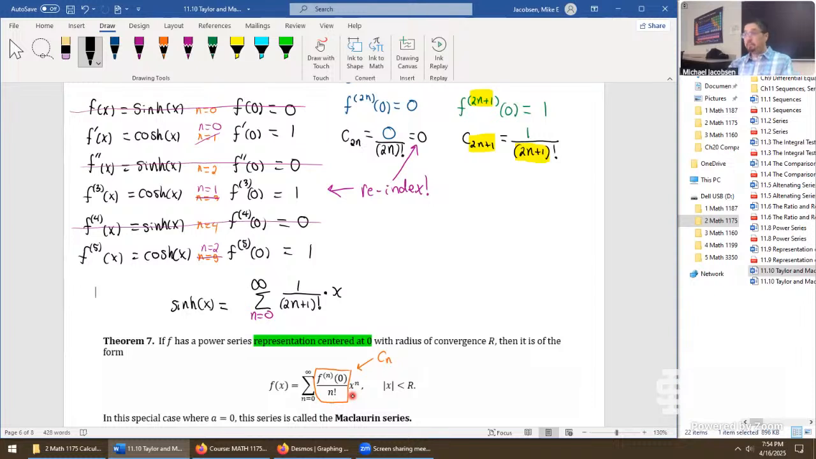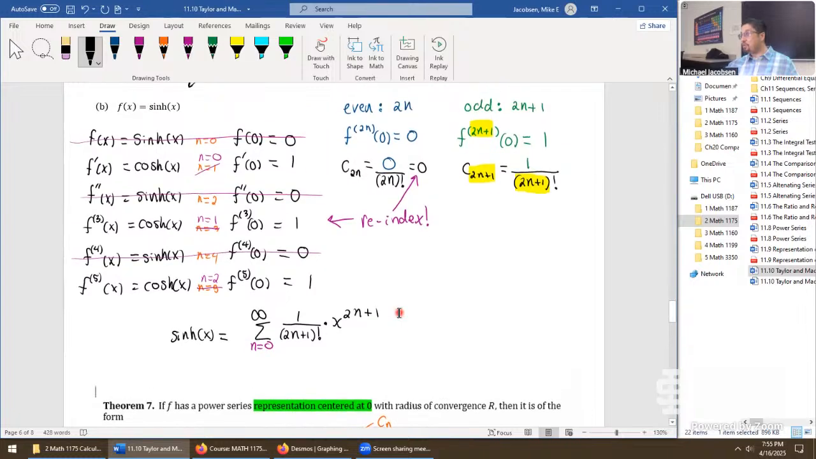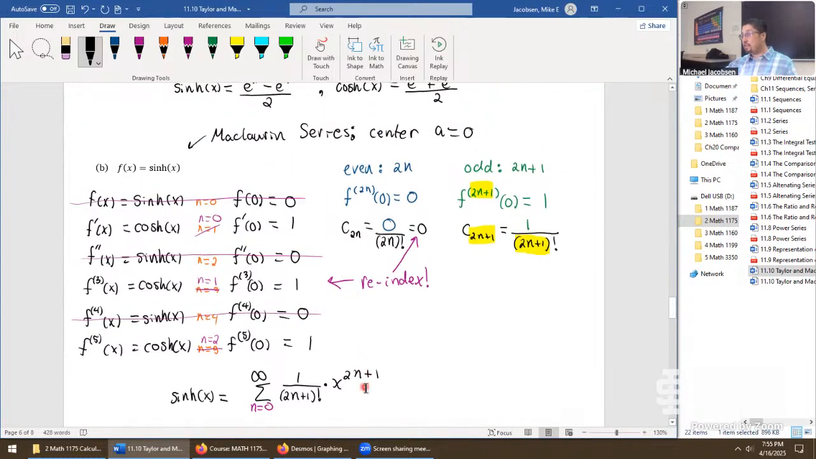However, it's not power n, it's power 2n plus 1. There's a matchup with the factorial, as well as the power on x itself. So if we're only giving odd terms, we're only getting odd powers on x that was assigned to those non-zero odd terms. We got it, folks. That's the hardest bit about all this. Re-indexing when you have half your list 0. And it takes us right to this expression.